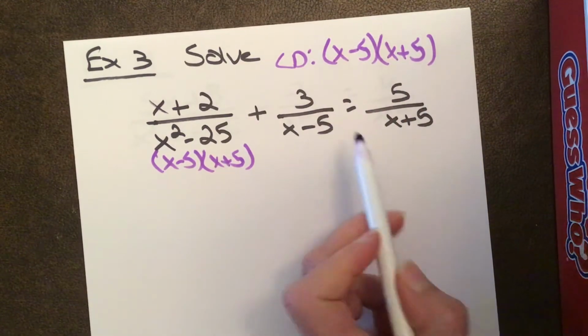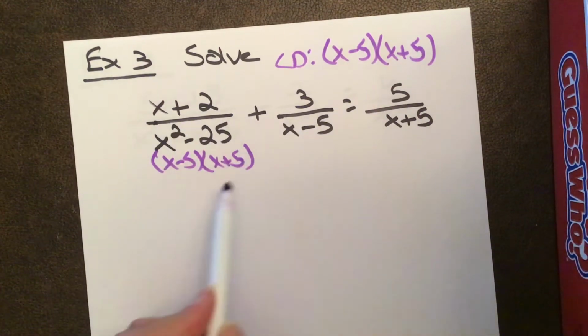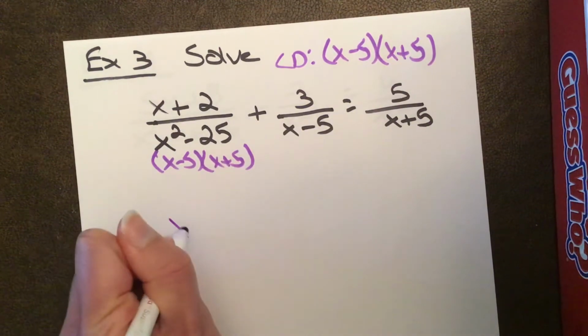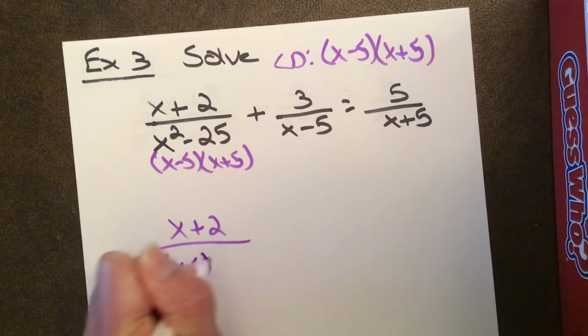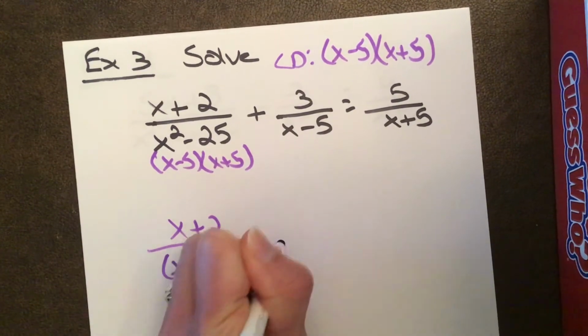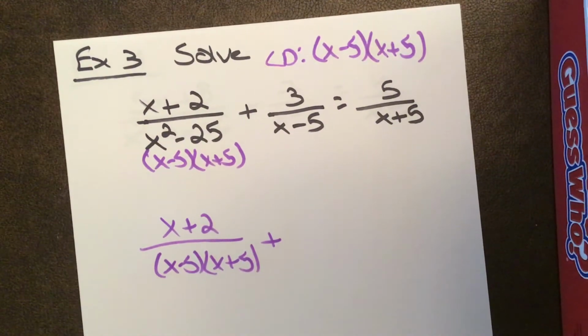So now I want to make all my denominators be that, (x − 5)(x + 5). So this guy, he's already good to go, so I'm just going to bring him down. So it's (x + 2)/(x − 5)(x + 5). Okay, and you can just leave your denominators factored just like we did with addition or subtraction. There's no need to multiply that out.